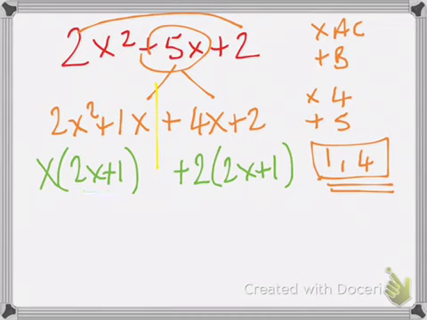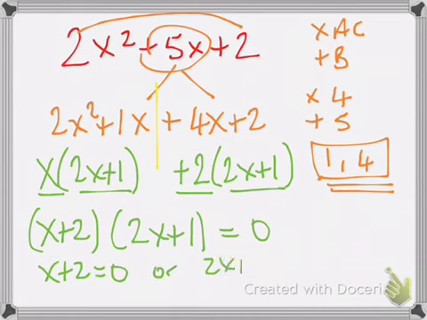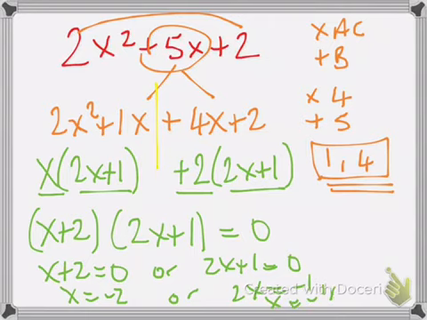So what's outside the brackets, which is the x and the plus 2, is one of your answers of factorisation, and what's inside the brackets, which is the same, is your other answer. Okay, and that's it factorised. Sometimes you'll have to solve it, put it equal to naught. So that means x plus 2 equals naught, or 2x plus 1 equals naught. And that means x equals minus 2, or 2x is equal to minus 1, x equals minus a half.